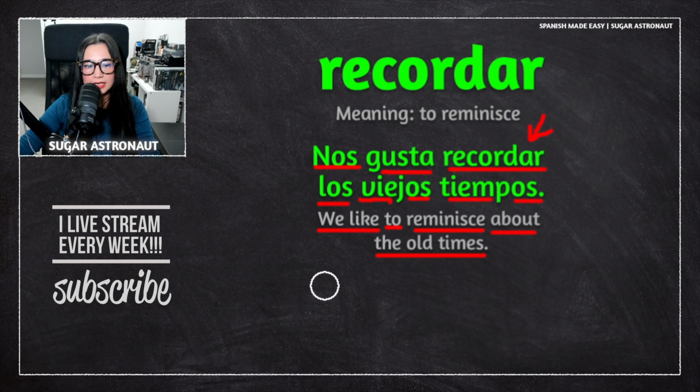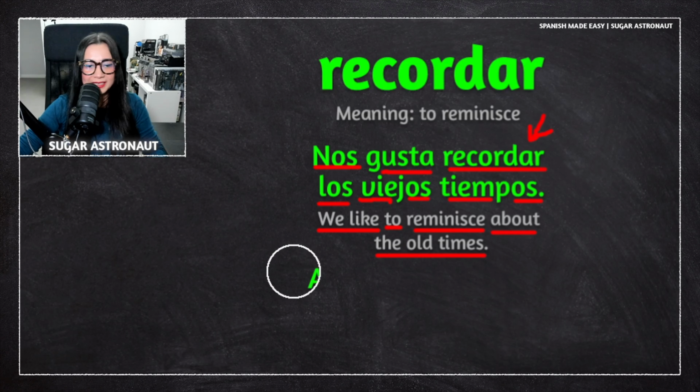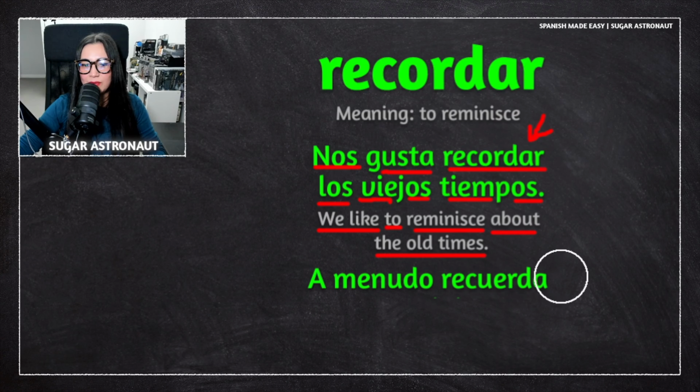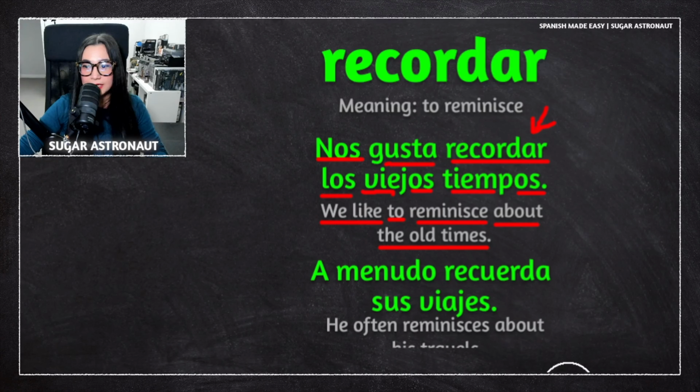Let's move on and let's talk about the last example. A menudo recuerda sus viajes. A menudo recuerda sus viajes. This means he often reminisces about his travels.